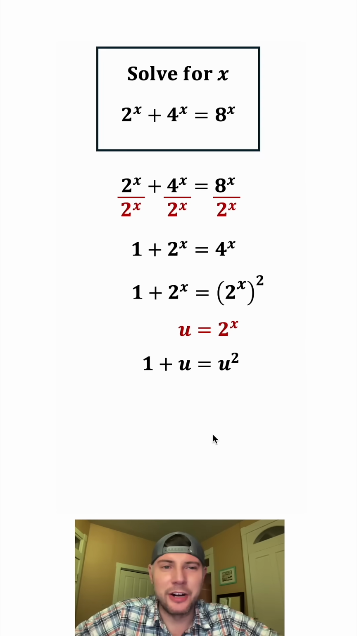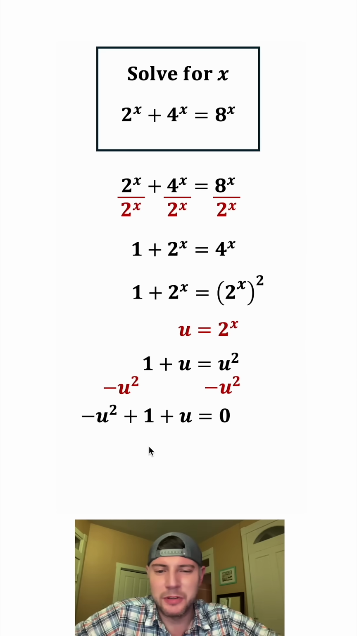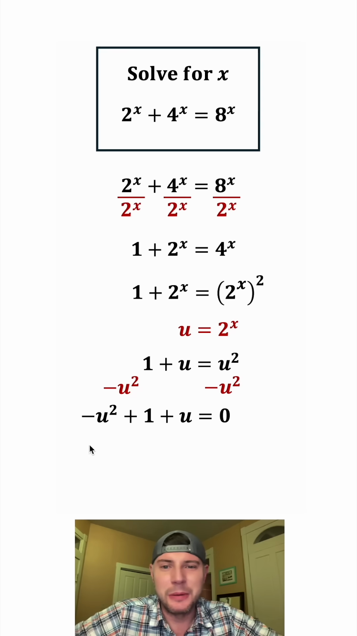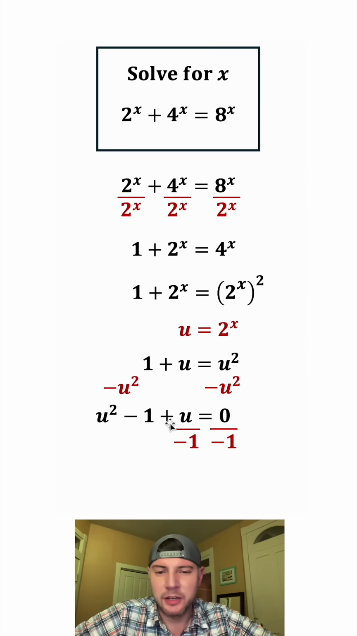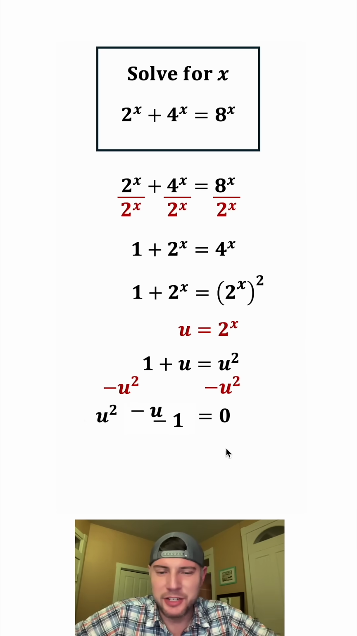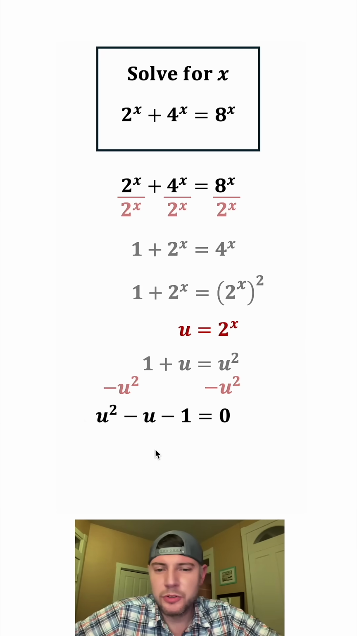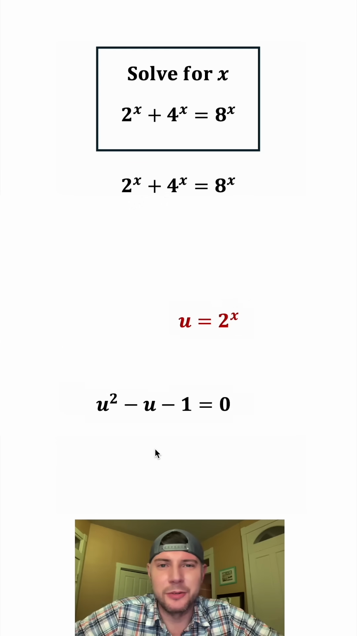And now we have a quadratic equation. First, let's set it equal to 0. Let's subtract u squared from both sides. That'll give us negative u squared plus 1 plus u equals 0. And then I like this leading coefficient to be positive, so let's divide everything by negative 1. This negative and this negative will cancel each other out. This plus 1 is going to change into a minus 1, and this plus u will change into a minus u. And 0 divided by negative 1 is 0. And then last, let's rearrange these in descending order. u squared minus u minus 1 equals 0.